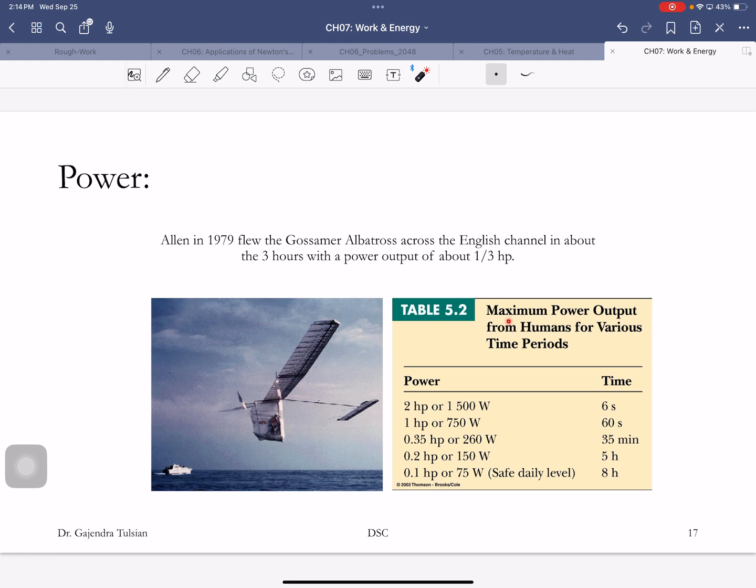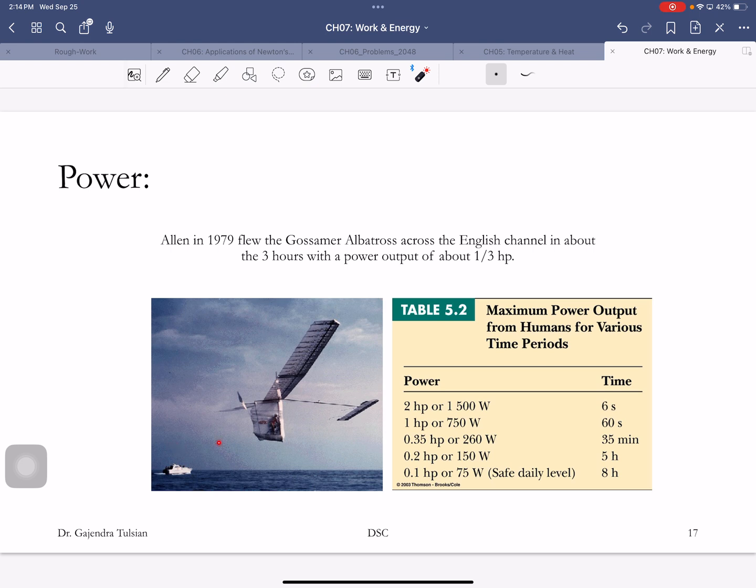Okay. So maximum power output for humans for various time periods. Okay. So you can work at the rate of 2 horsepower, but you'd only last 6 seconds. Okay. At a rate of 1 horsepower, a human can function for 1 minute. At 0.35 horsepower, half an hour. At 1/10 of a horsepower, you can work a full day. All right, so 1/3 of a horsepower, you can work for about half an hour.